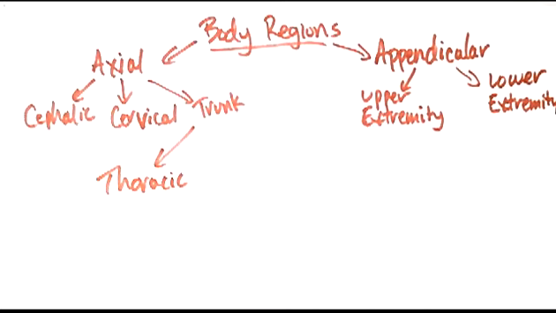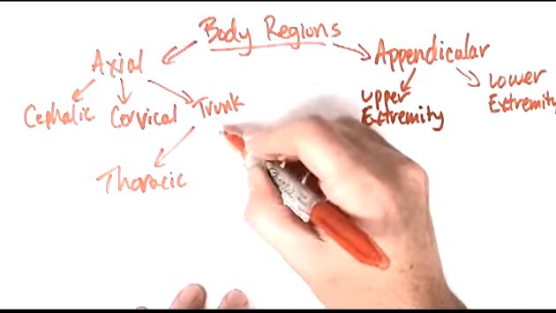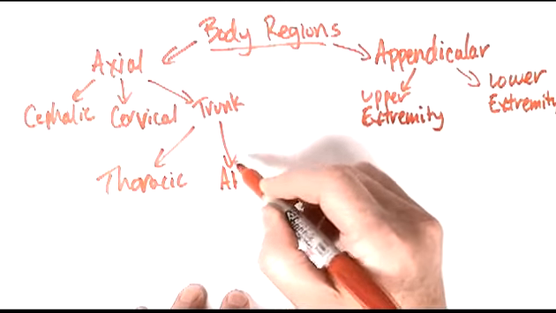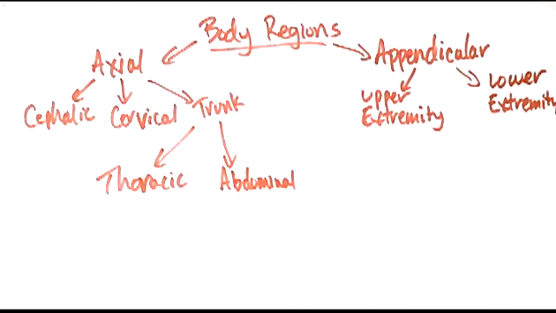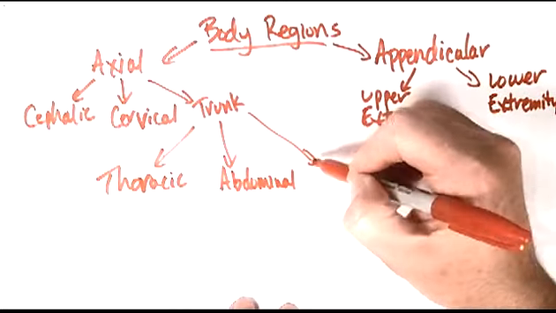Now, that's the chest, and you just need to get used to the fact that the word thoracic means chest, and that's an R there, maybe kind of hard to catch. And then we have abdominal. Okay, so now we're looking at chest, the abdomen, and then the pelvic.